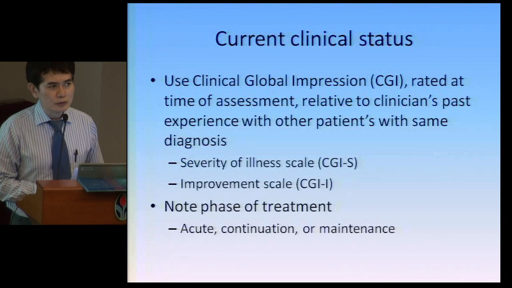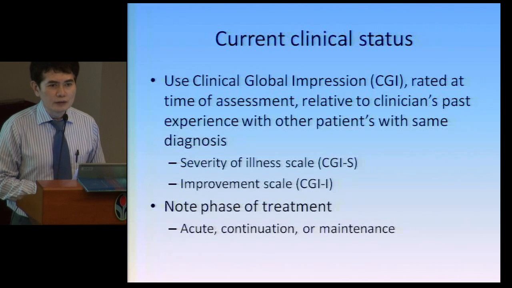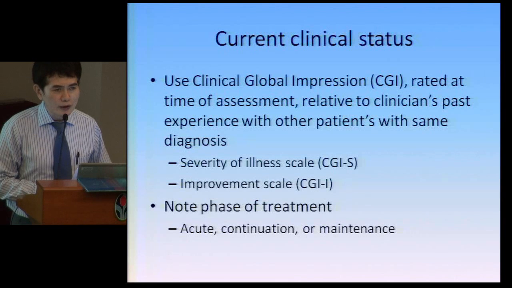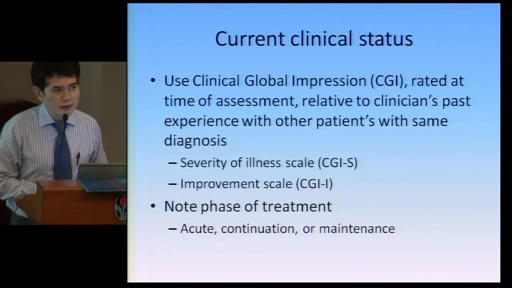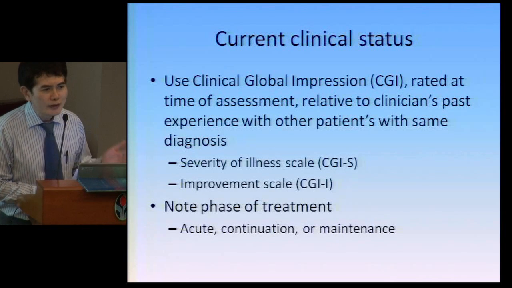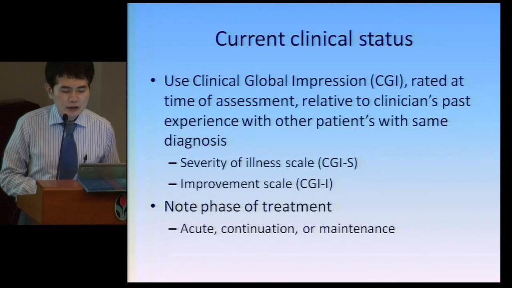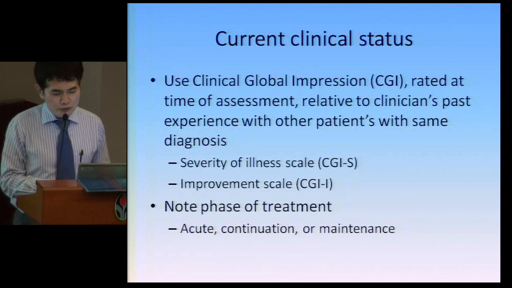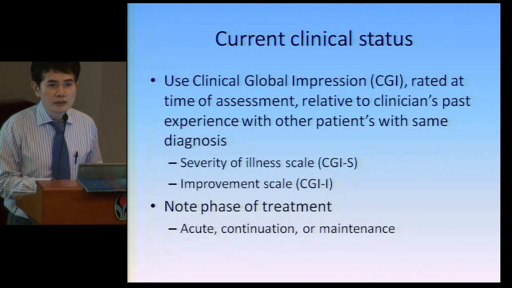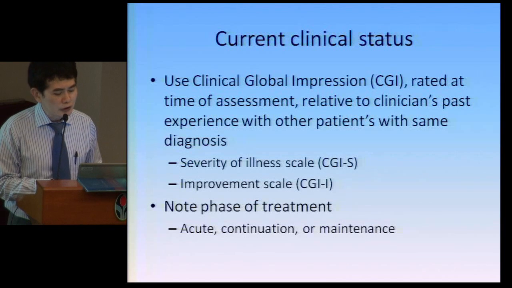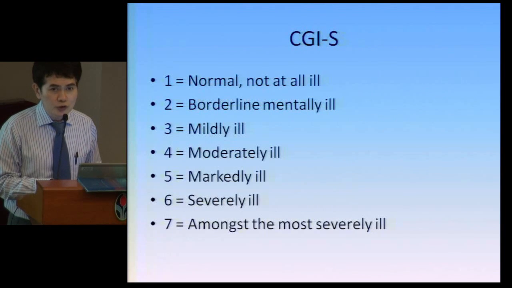So you don't really have to have guidelines as to what a 1, 2, or 3 rating means. But just have to be aware that based on your previous experience, where does this patient stand? Okay, and there are 2 scales. One is the severity of illness scale, and the other one is the improvement scale. You should take note of the phase of treatment, whether it's an acute episode or you're in the continuation or maintenance phase of the treatment.